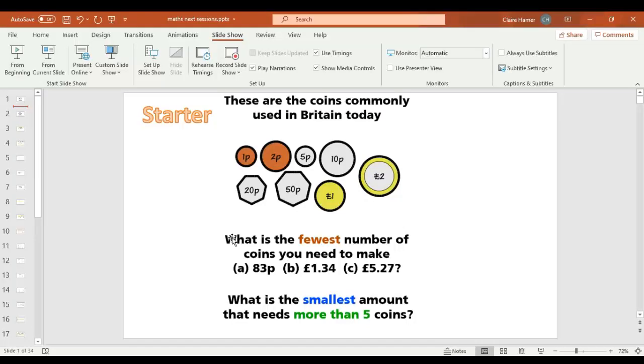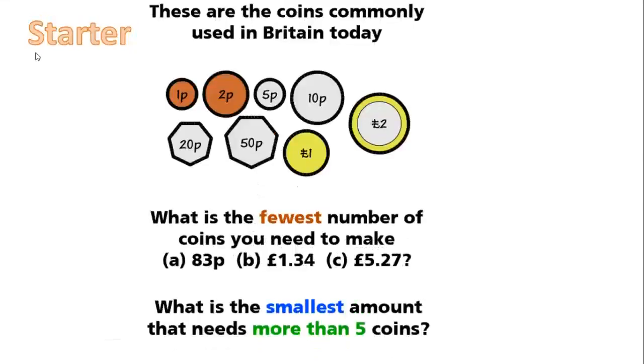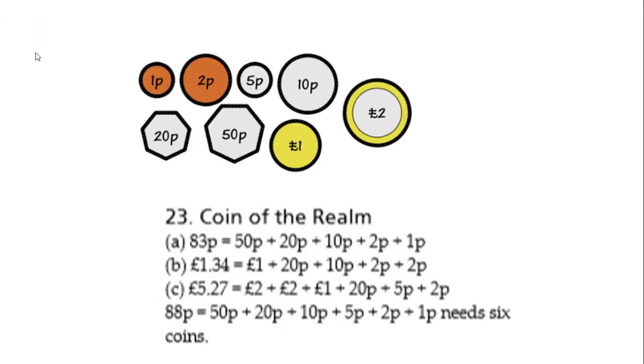The second challenge is what is the smallest amount that needs more than 5 coins? Read the question again if you need to, otherwise pause the video and write your answer down. Okay, I'm now going to reveal the answer, so if you haven't finished, make sure you pause. Here are the answers, so read them yourself and mark them yourself.